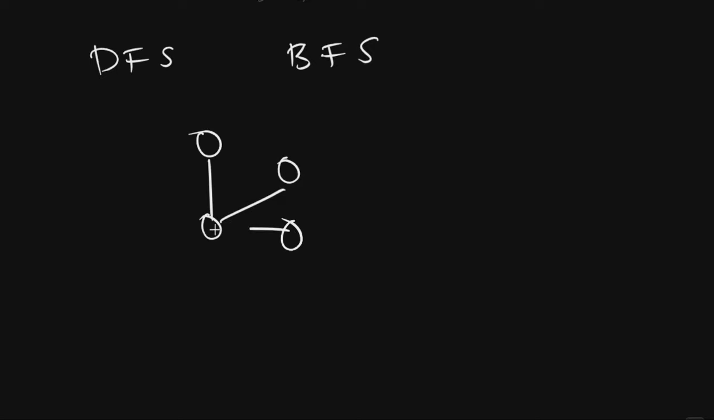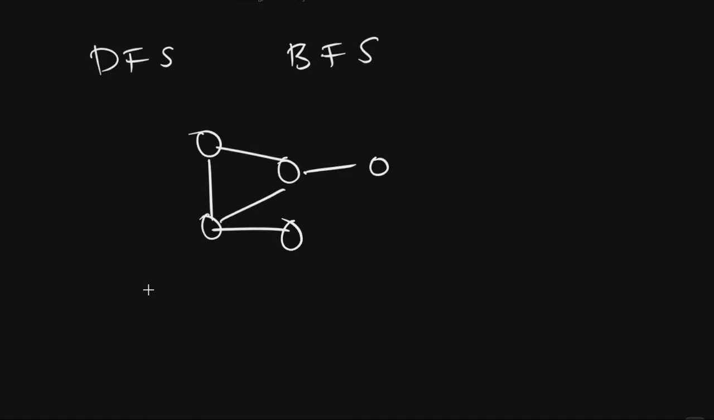So basically DFS and BFS are two traversal algorithms or searching algorithms. These are mainly used on graph and tree data structures. A graph is basically a collection of nodes and edges. So nodes are connected with edges.